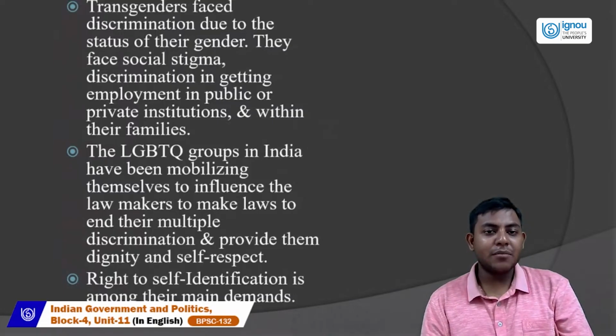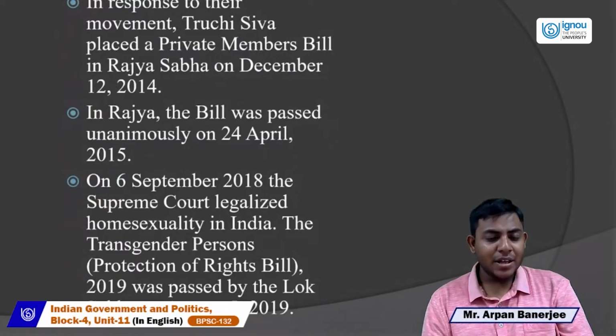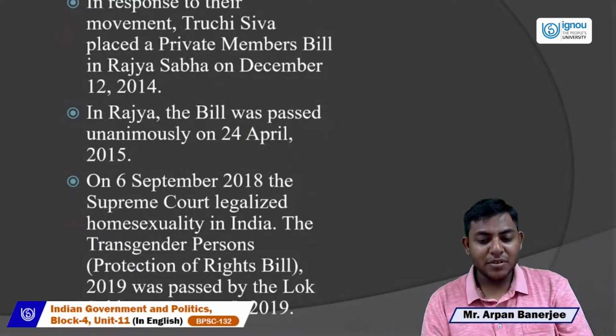In response to their movement, Tiruchi Siva placed a private members bill in Rajya Sabha on December 12, 2014, and in Rajya Sabha the bill was passed unanimously on 24th April 2015. On 6 September 2018, the Supreme Court legalized homosexuality in India. The Transgender Persons Protection of Rights Bill 2019 was passed by the Lok Sabha on August 5, 2019.